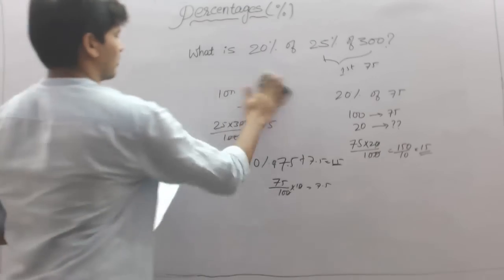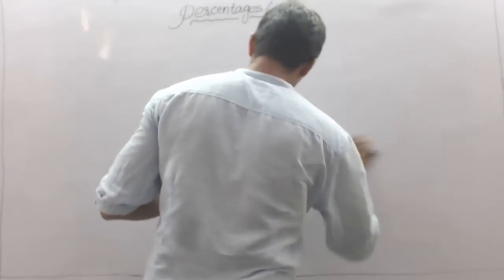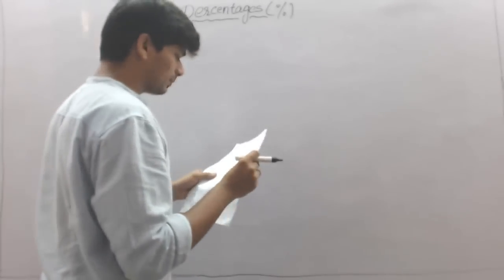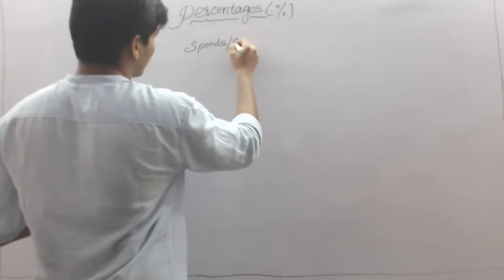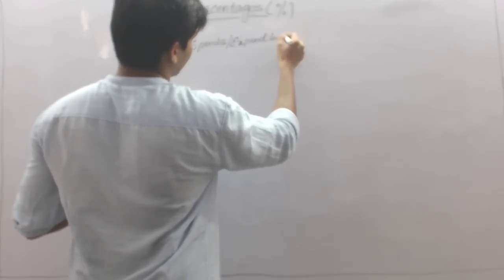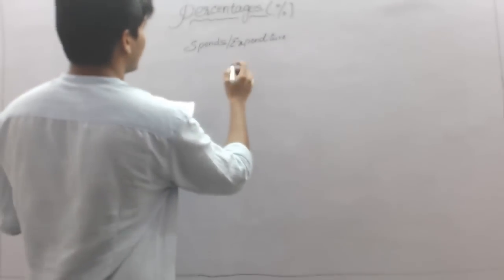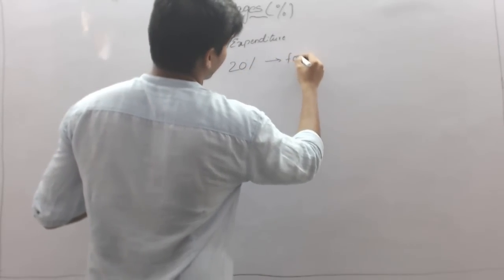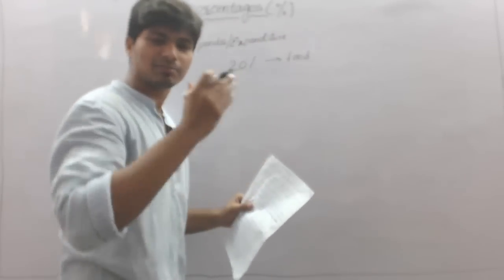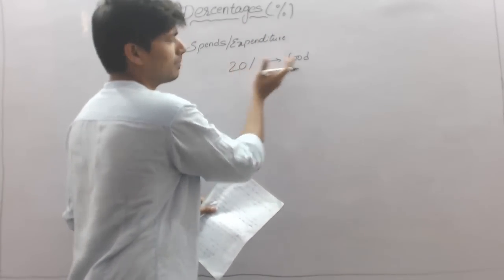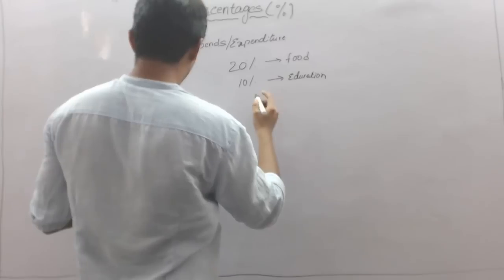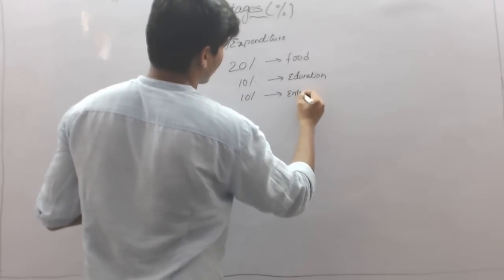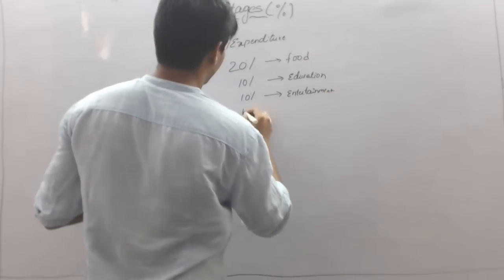Next question is, there is a person named Srinivas. So he spent his income. So a person who spends his income, we can take it as expenditure also. So this problem is talking about expenditure. So he spent 20% on food. So he gets some salary every month. So out of that salary, he spends 20% on food, 10% on education, 10% on entertainment, and 10% in charity.